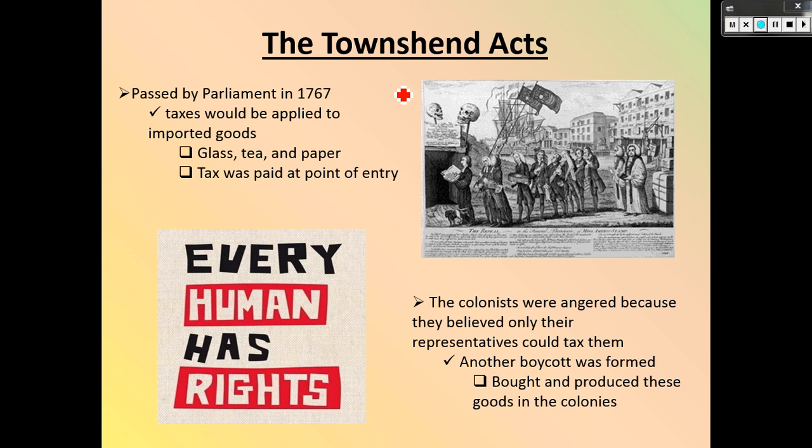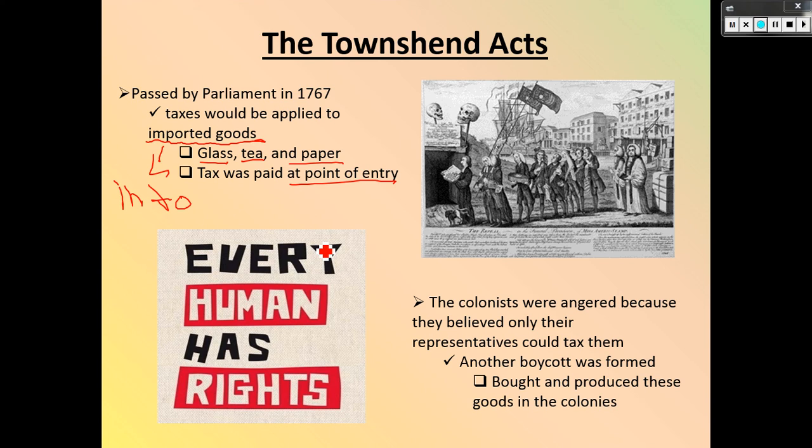And basically it's a tax that applies to all imported goods, anything that's being brought into the country. Imported means into. So anything that is being brought into the colonies is going to be taxed, including glass, tea, paper. And instead of having you pay it once you're buying it, it's paid at point of entry. That means that the tax is paid right on the coast. Right when it's coming off of the boat, that tax needs to be paid, which means it's not very likely you're going to be able to smuggle any of these goods.